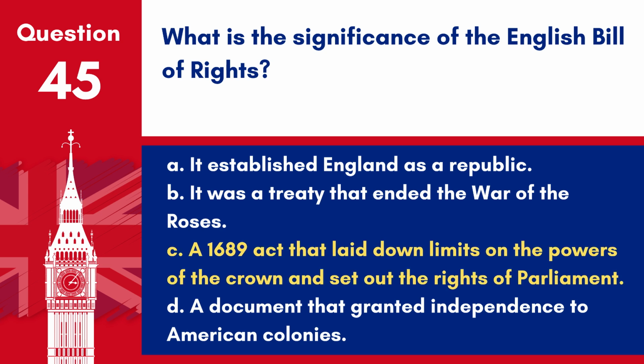Answer: C. A 1689 Act that laid down limits on the powers of the Crown and set out the rights of Parliament. The English Bill of Rights is a cornerstone of modern British democracy, establishing parliamentary supremacy over the monarchy.